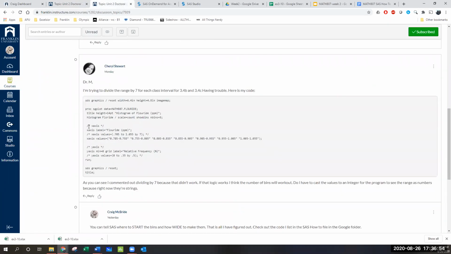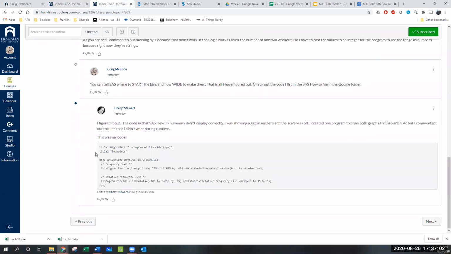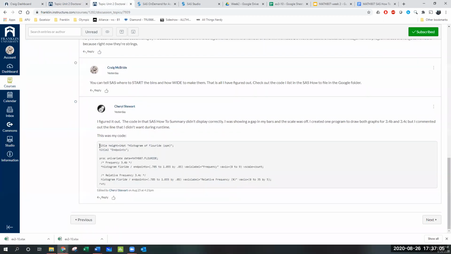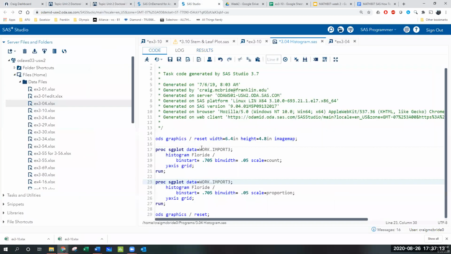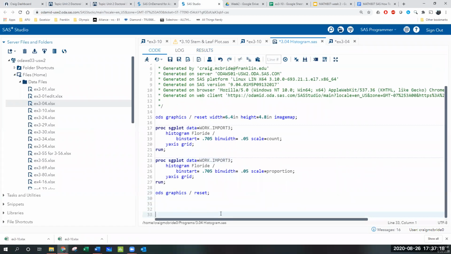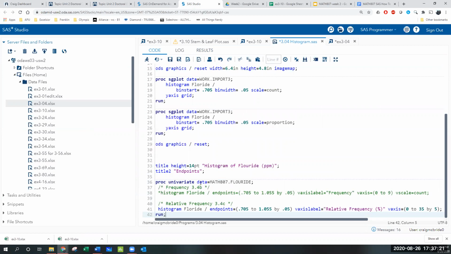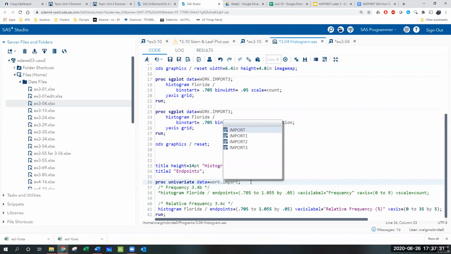Okay, so this code seems to work better. No, the one below that. That was the code I had issues with, but then I figured it out. Ah, okay, it was this one. All right, let's give this one a try. All right, so what do we need? We need my data to be different, so work.import 3.